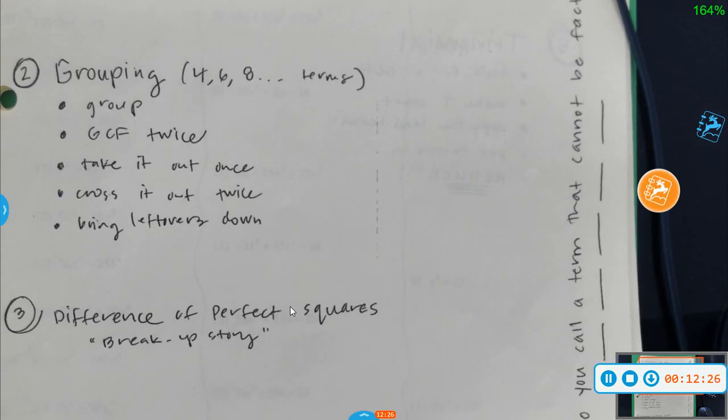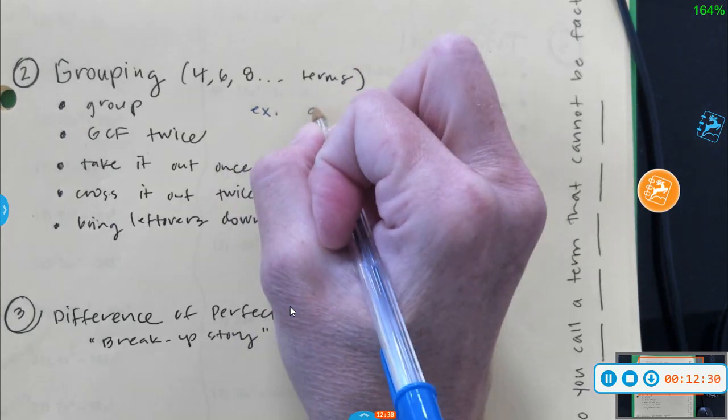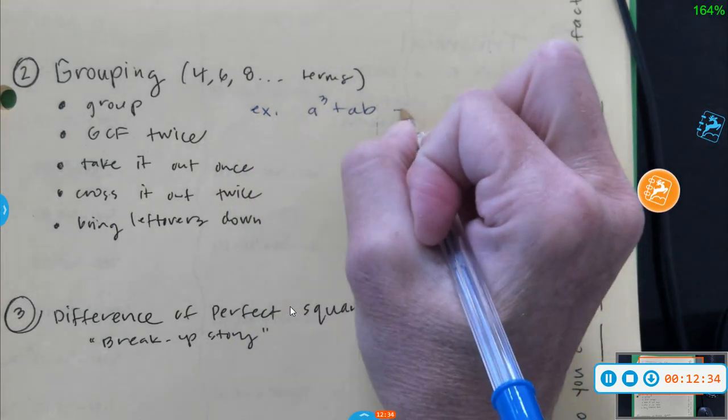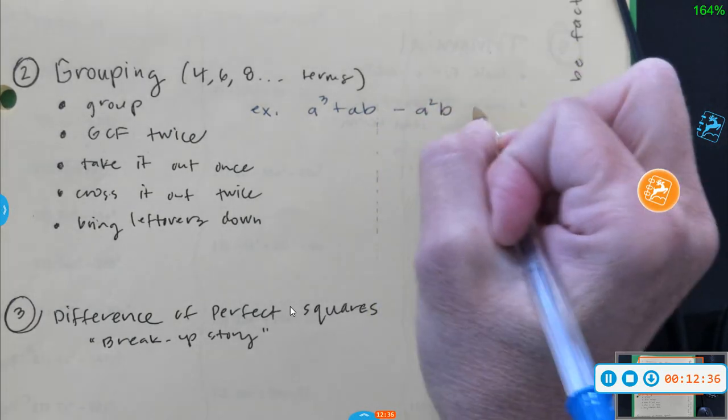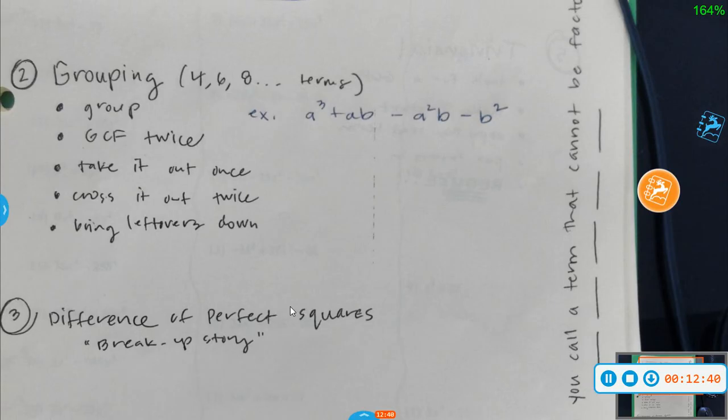So we're just going to practice one. Let's squeeze it right here. All right, so we'll have a cubed plus ab minus a squared b minus b squared. This is another example that if you take this to your tutor or you ask your girlfriend to look at it or whatever, and you tell her, well, my teacher told me take it out once, cross it out twice, they're going to say, I don't know what she's talking about, okay?